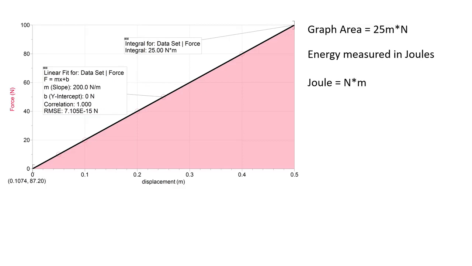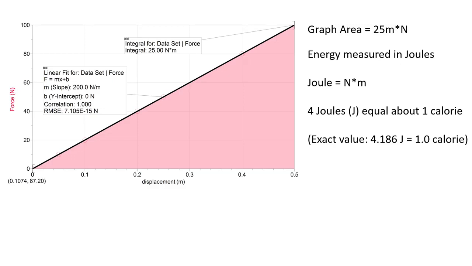Now that might be unfamiliar to you, so let me compare it to a more familiar unit. 4 joules is roughly equal to 1 calorie. In fact, the exact conversion is closer to 4.186 joules is equal to 1 calorie. This also means that a joule is about 1/4 of 1 calorie.